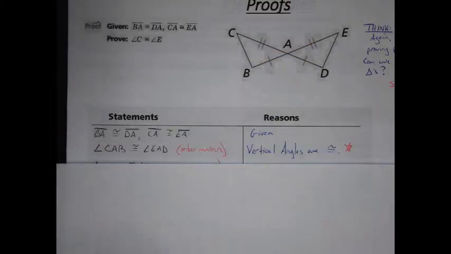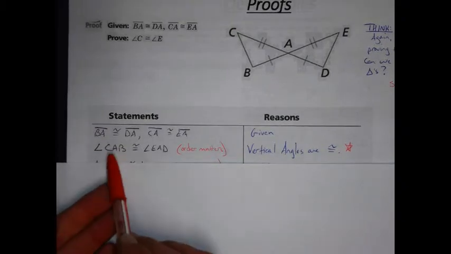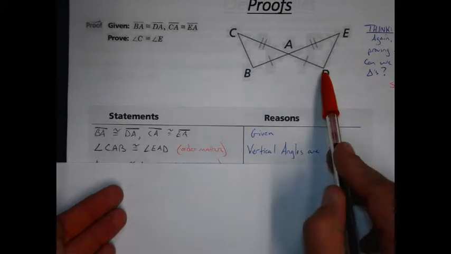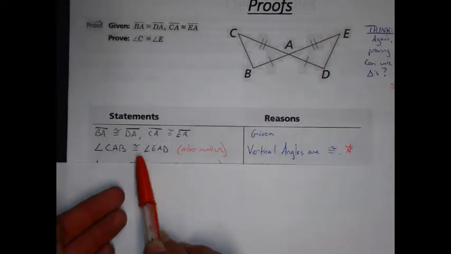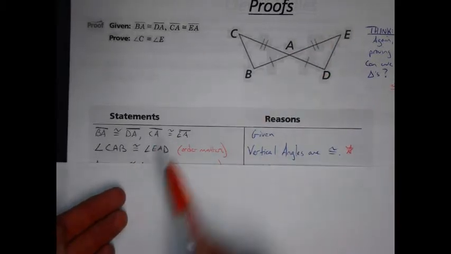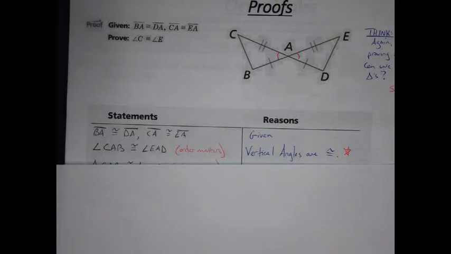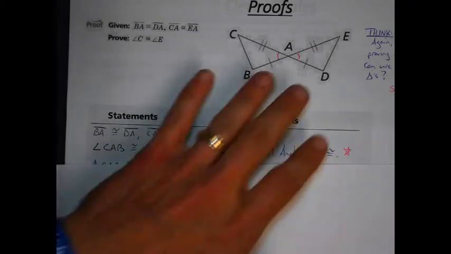So order matters again. If I call this angle CAB, I have to call this angle EAD. Order matters. CAB congruent to EAD. Why are those angles congruent? Because, kiddies, vertical angles are always congruent. Okay? Once we have that, we now have our congruent triangles. So now we can claim that the two triangles are congruent.